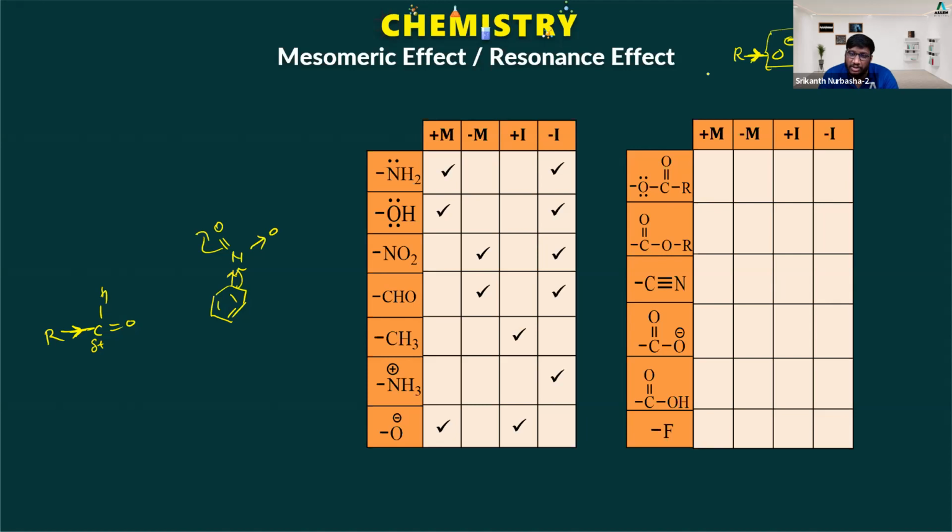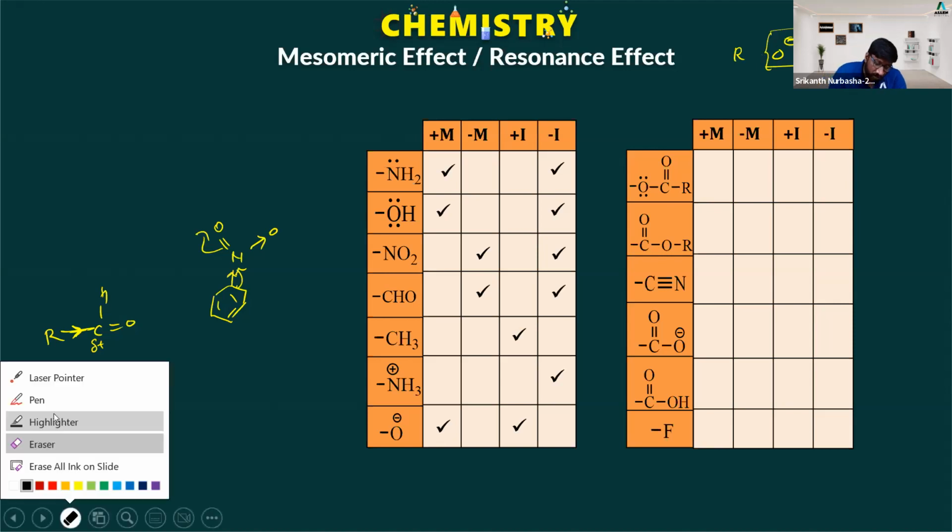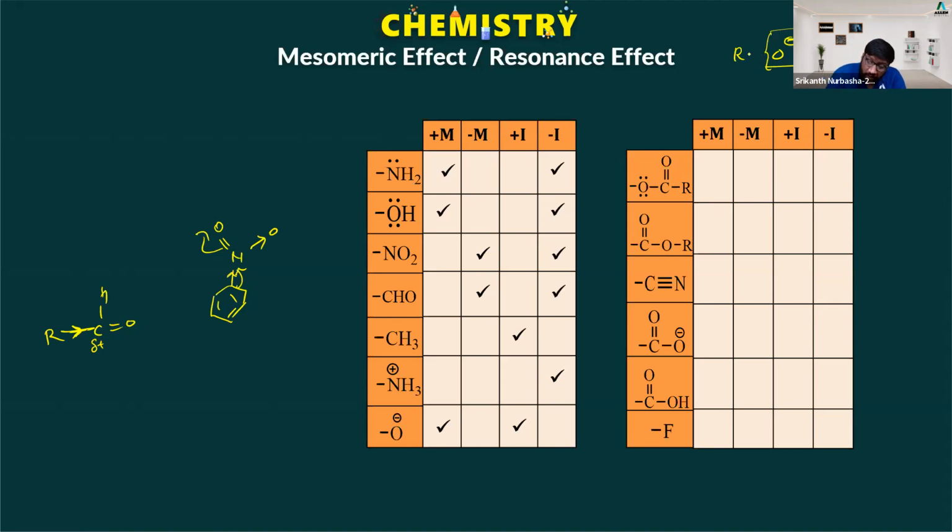Because of that, system becomes destabilized or stabilized? Destabilized. So system wants to get stabilized, so it will release the electron in C. It is not just an OH. If that is just an oxygen, due to electronegative difference, the electron in C moves towards oxygen. But O minus, already oxygen has negative charge, so it can't withdraw the electron in C by inductive effect because of repulsions.